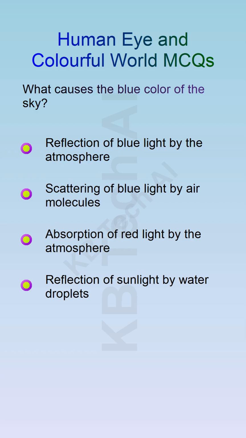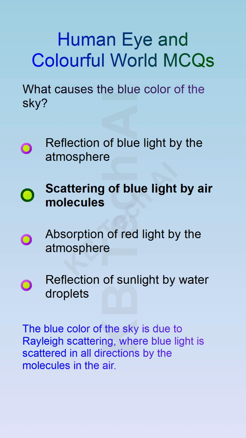What causes the blue color of the sky? Option 1, reflection of blue light by the atmosphere. Option 2, scattering of blue light by air molecules. Option 3, absorption of red light by the atmosphere. Option 4, reflection of sunlight by water droplets. The answer is Option 2, scattering of blue light by air molecules.